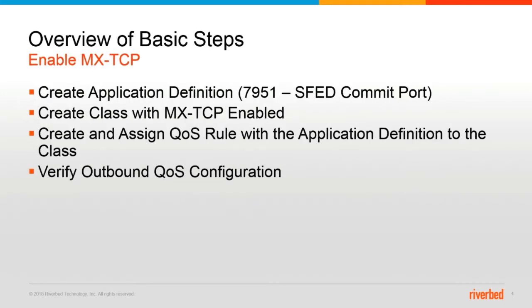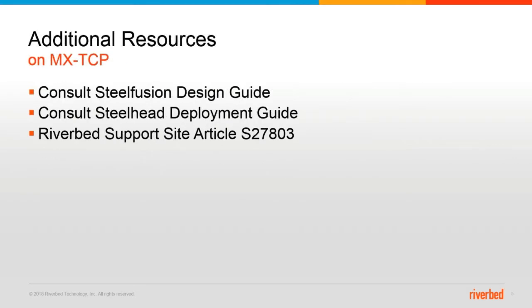So the basic steps to get MX TCP in place: you're going to create an application definition. Again, we'll be using port 7951 for SteelFusion Edge commit traffic. You're going to create a class to enable MX TCP, and you're going to create and assign the QoS rule, which ties the application definition to the class. And finally, we'll verify outbound QoS configuration settings.